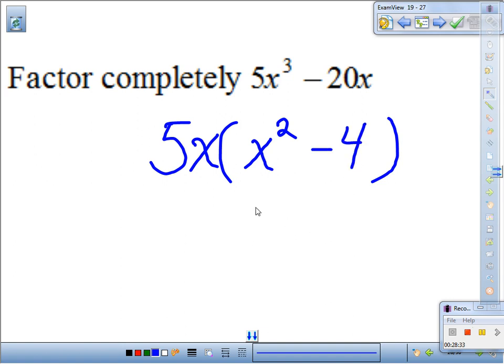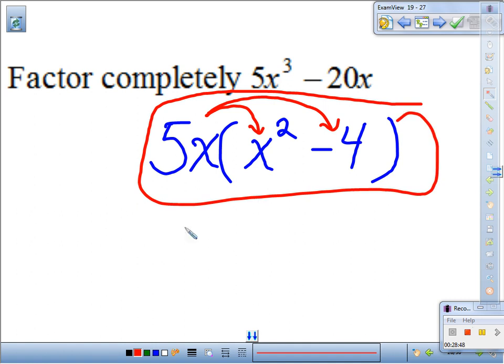And how can we tell if it's correct? By checking. How do we check? You can distribute. It's 5x times x squared, 5x cubed. 5x times negative 4 is negative 20. Yes. And those are my factors.